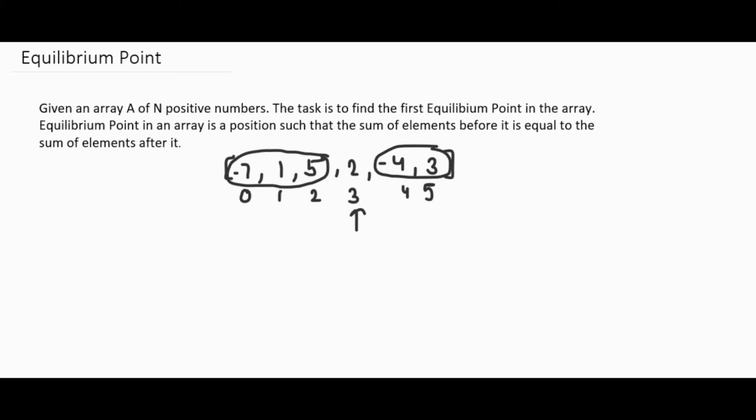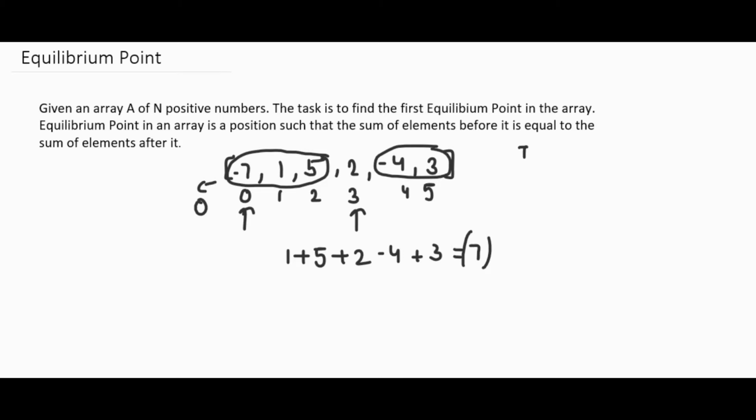So at 0, the sum on the left is 0 because there is no element there, and the sum on its right is 1 plus 5 plus 2 minus 4 plus 3. So this is 6, 7, 8, 4, 7. So for index 0, the sum on left is 0 and the sum on right is 7.